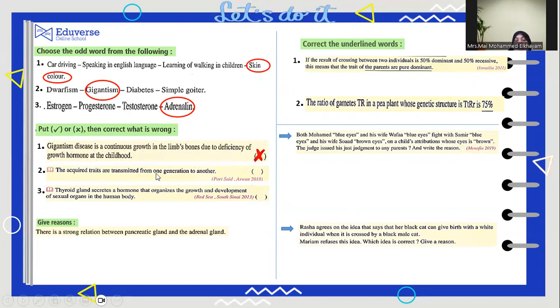Are the acquired traits transmitted from one generation to another? For sure not. It will not be transmitted to your children if you are going to talk in Japanese or something.